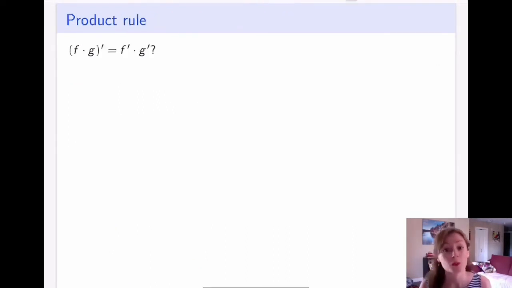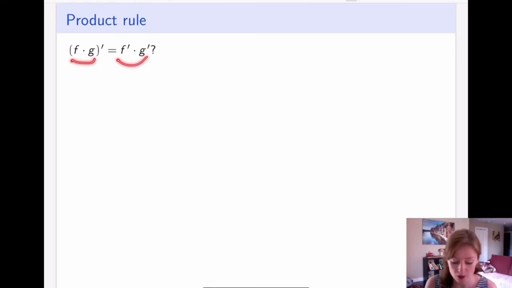Next up, let's talk about the product rule. So we've seen how we can take derivatives of functions that are added together with constants, but what about two functions that are multiplied together? Okay, so here's what would have happened if the product rule was the same as the sum or quotient rule.